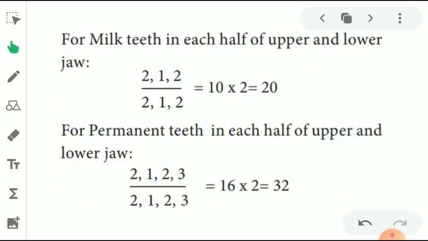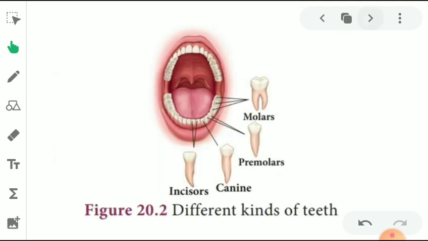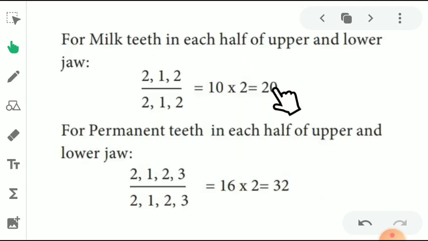The first set is the milk teeth, temporary teeth. Incisors, canine, and premolar: 2, 1, 2 in this half, and 2, 1, 2 in this half. Here 5, here 5, so the upper jaw has 10 teeth. 10 into 2, totally 20 milk teeth. That is the temporary teeth.